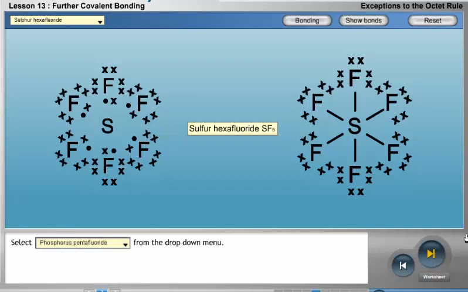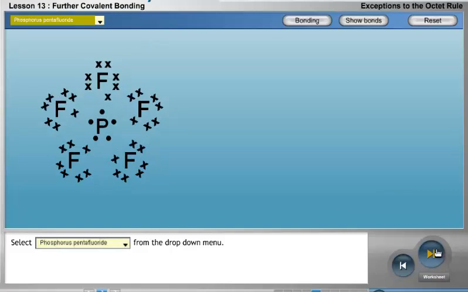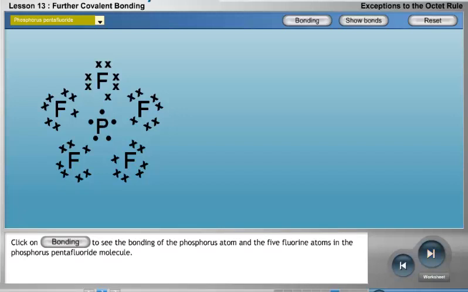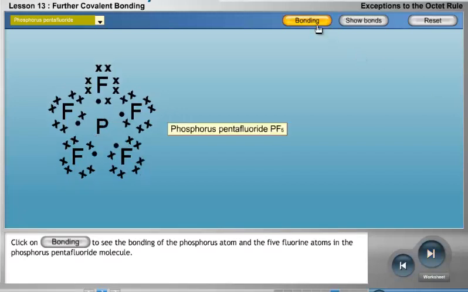Select phosphorus pentafluoride from the drop-down menu. Look at the Lewis symbol for one phosphorus atom and 5 fluorine atoms. Click on Bonding to see the bonding of the phosphorus atom and the 5 fluorine atoms in the phosphorus pentafluoride molecule.